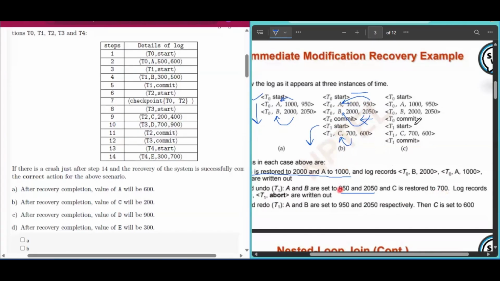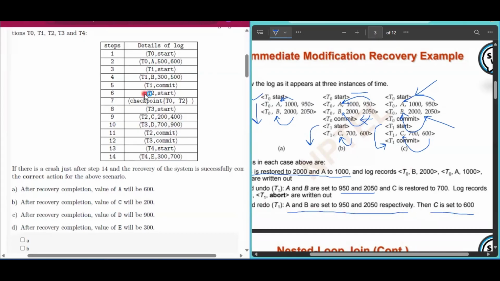Okay. And if we see this third example, then here T0 is started and T0 is also committed, right? So in this case, this V2 value will be stored to A, that means 950 will be stored to A and 2050 will be stored to B. T1 is also started and T1 is also committed, right? So this 600 value will be stored to C, because we have to do redo operation since both the transactions are completed. So A and B are set to 950 and 2050 and C is set to 600.